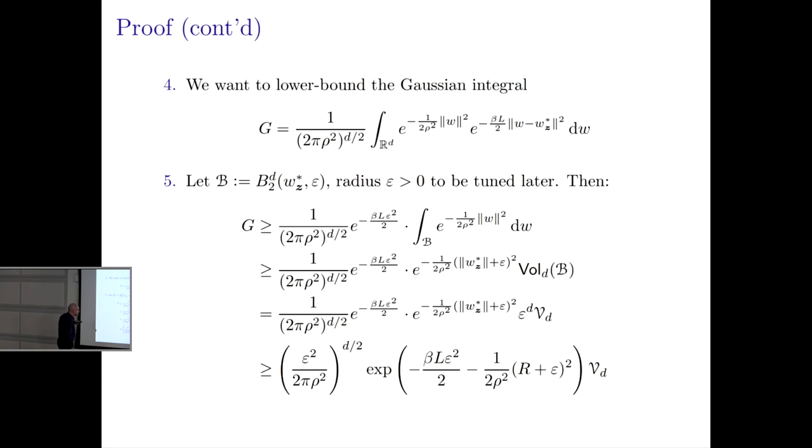And once I do that, I use the fact that if W is at a distance at most epsilon from W star, then it's at a distance at most R plus epsilon from the origin. Then the Gaussian density can be nicely lower bounded, and I end up with just the d-dimensional volume of B, which I know to be epsilon to the d times the volume of the unit ball. And then I just collect all the terms and I end up with this.